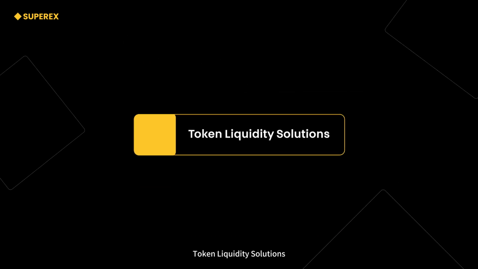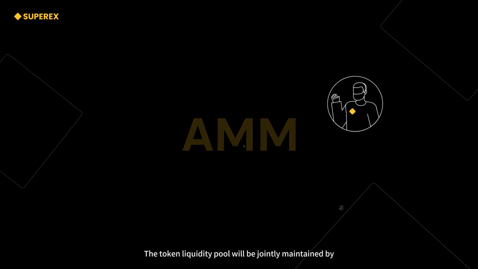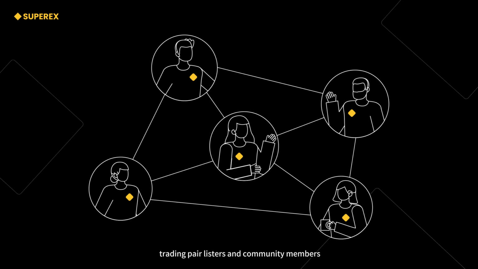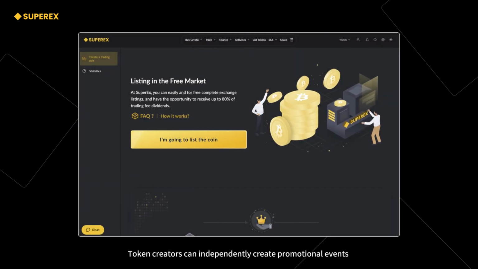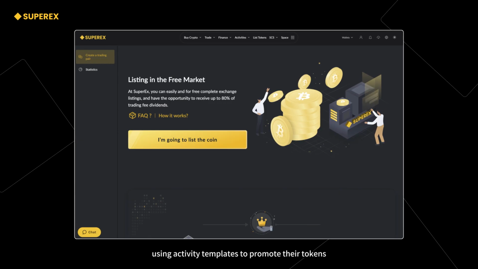Token liquidity solutions. SuperEx will introduce an AMM mechanism. The token liquidity pool will be jointly maintained by trading pair listers and community members and will be visible to all traders. Token creators can independently create promotional events using activity templates to promote their tokens.